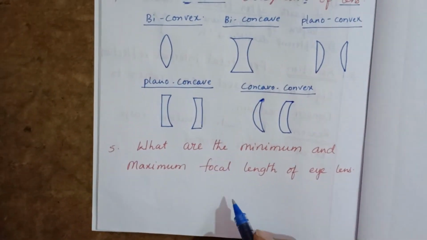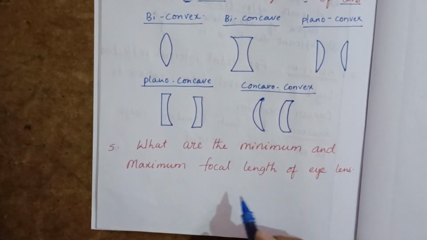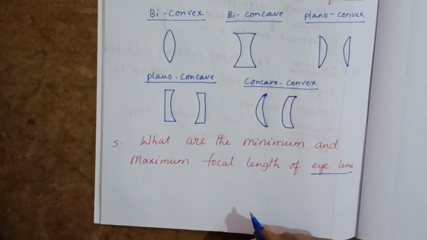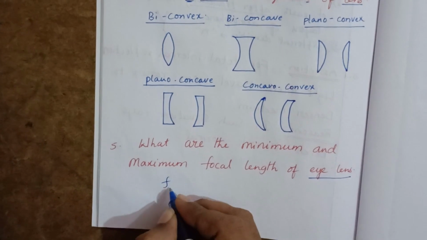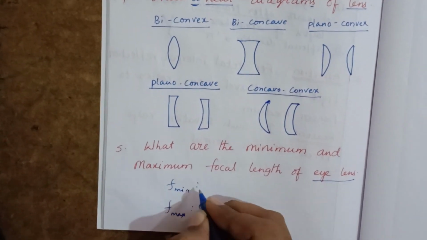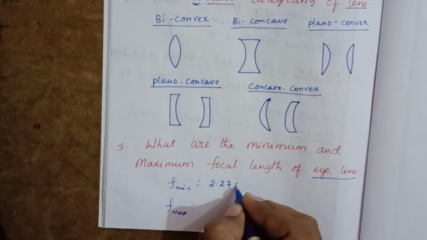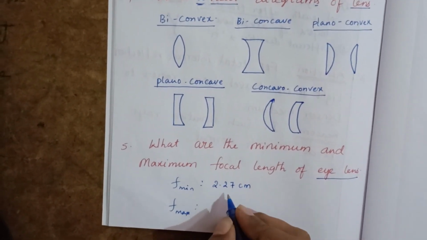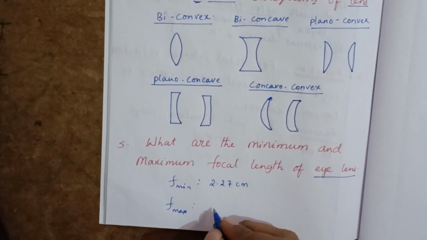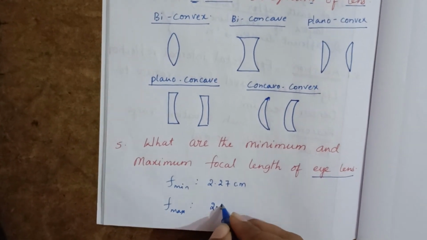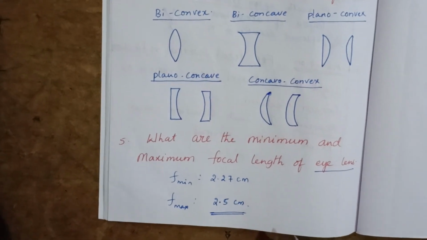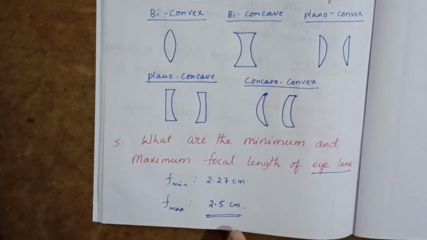Next, what are the minimum and maximum focal length of eye lens? F minimum, F maximum. F minimum is 2.27 centimeters. Minimum focal length of eye lens is 2.27 centimeters. Maximum focal length of eye lens is 2.5 centimeters.